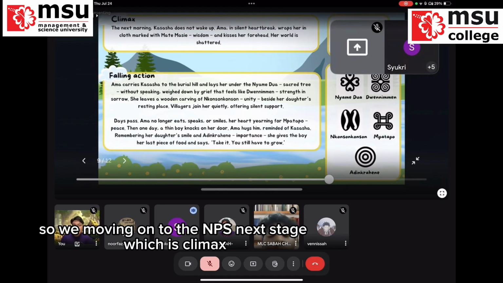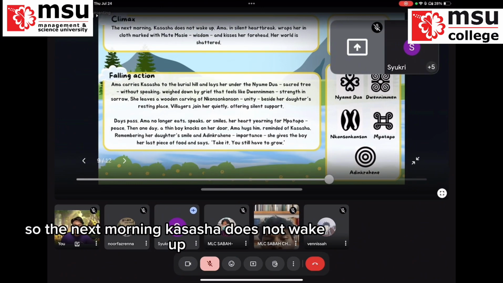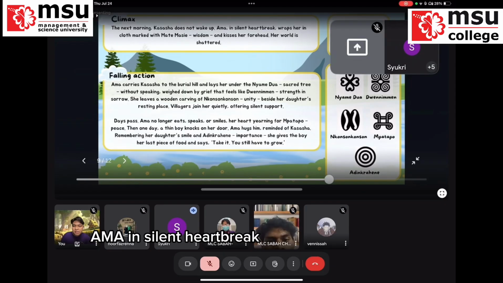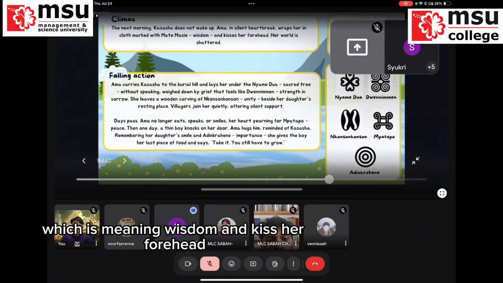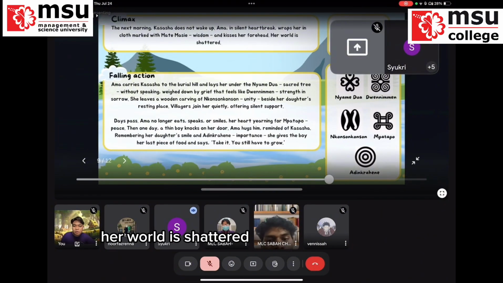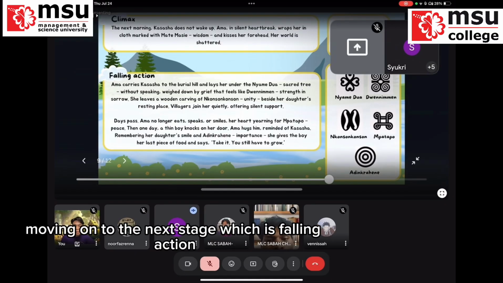Alright, so we're moving on to the next stage, which is climax. So the next morning, Kasasha does not wake up. Amma, in silent heartbreak, wraps her in clothes marked with Mate Masie, meaning wisdom, and kisses her forehead. Her world is shattered. Moving on to the next stage, which is falling action.